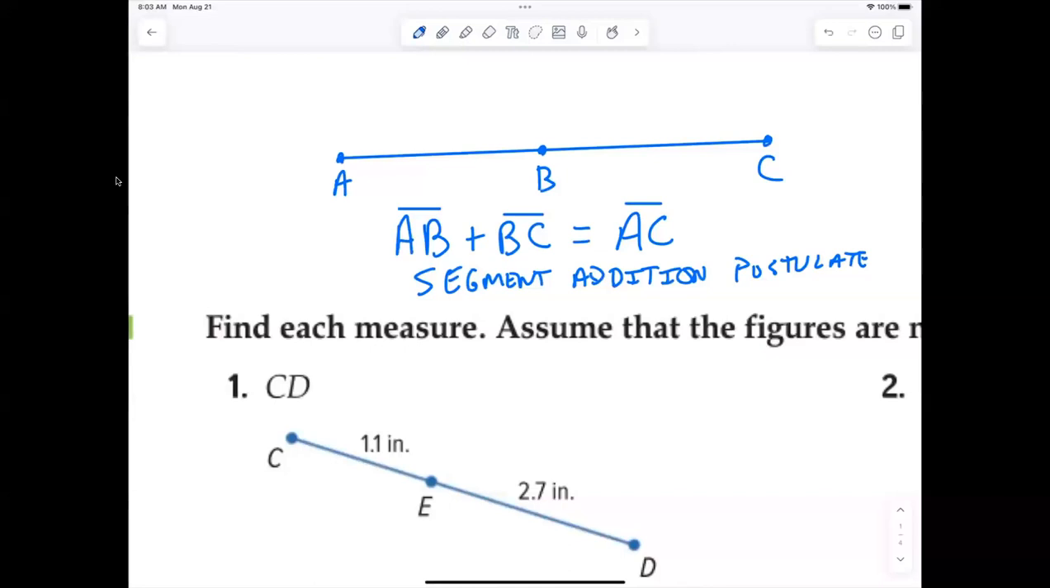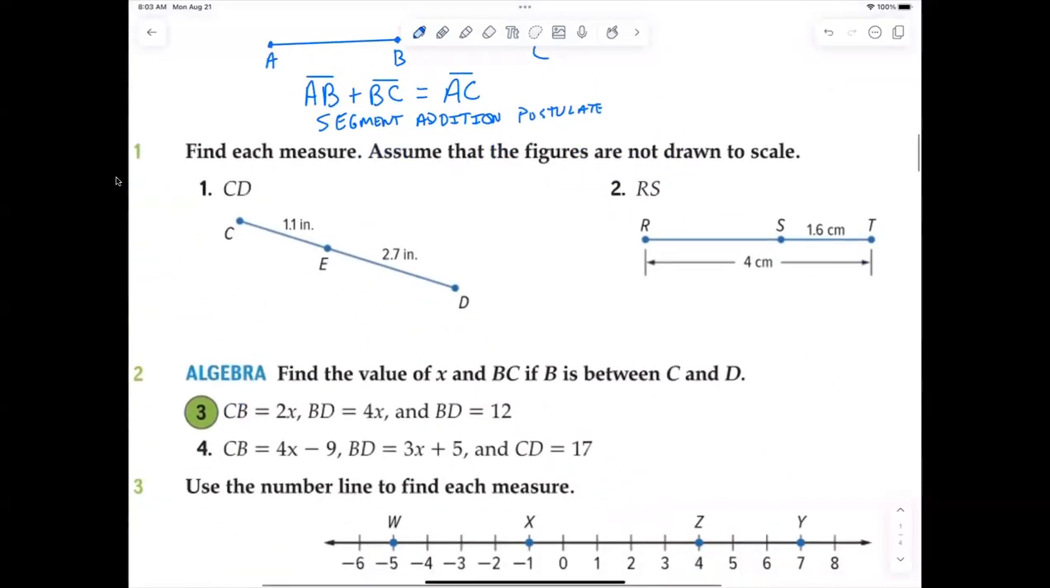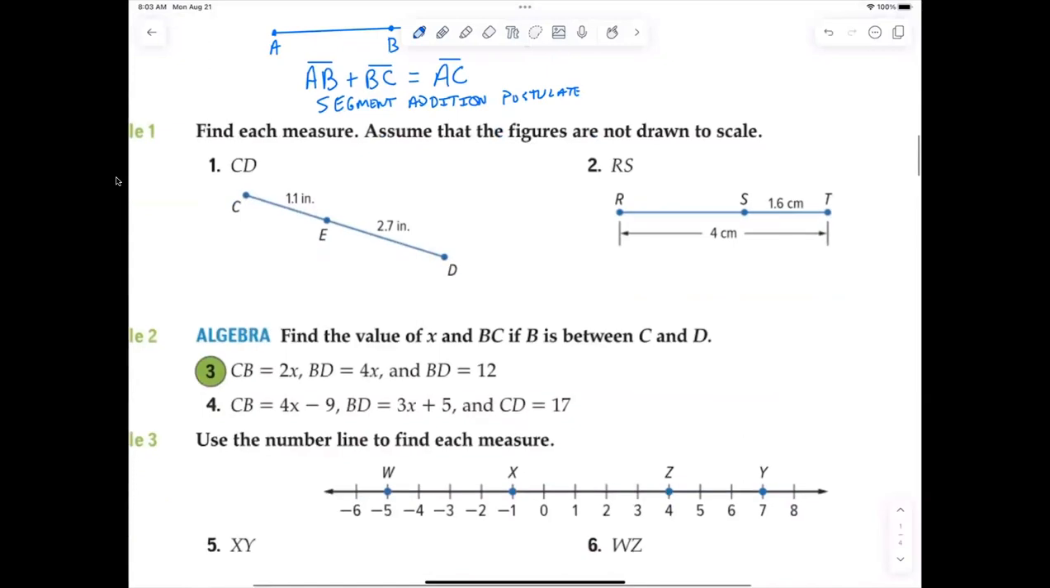All right. Now, A, B, and C must be collinear. What's collinear mean again? On the same line. So A, B, and C are collinear. Always AB plus BC will equal AC. All right. With that little bit of information now, we're going to go ahead and just kind of write the answers is fine for now. As we go down the page, they get a little bit harder. All right, but this is just to make sure you have the basic understanding.